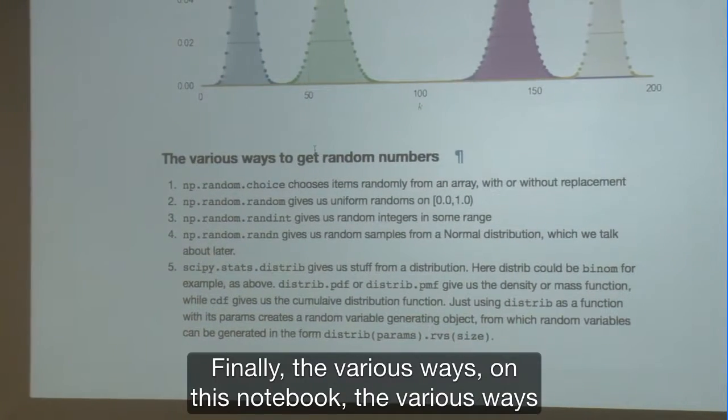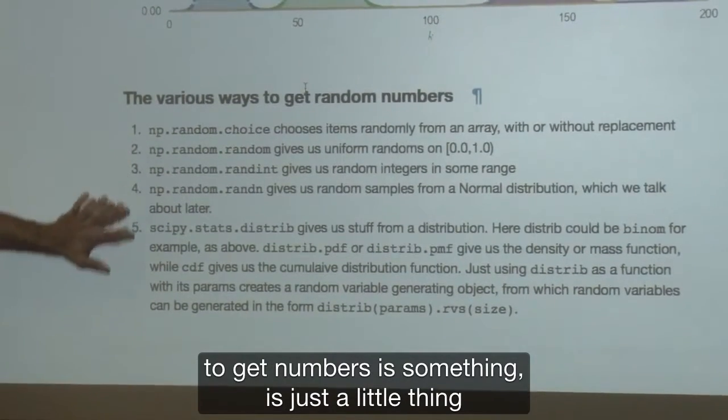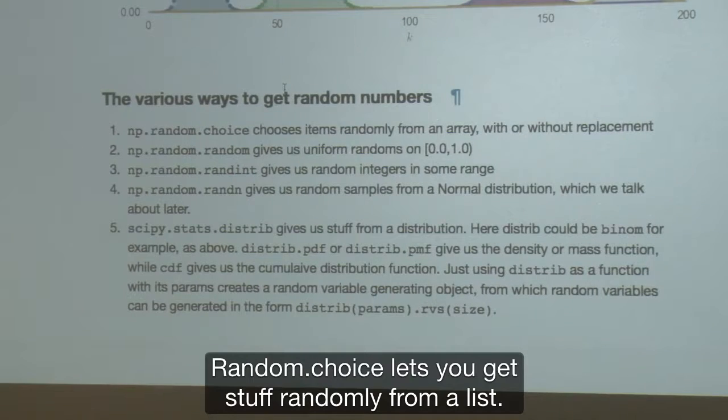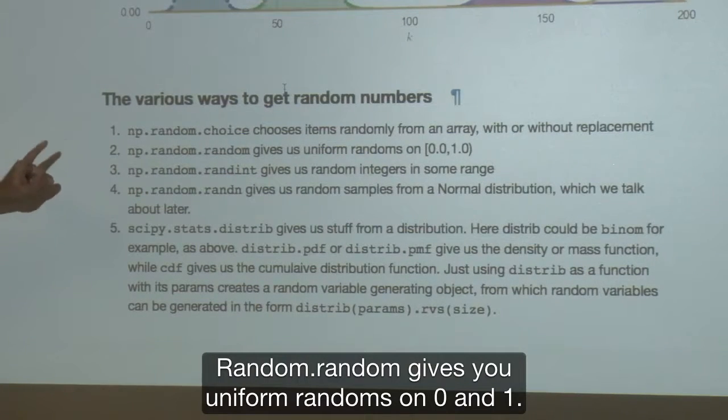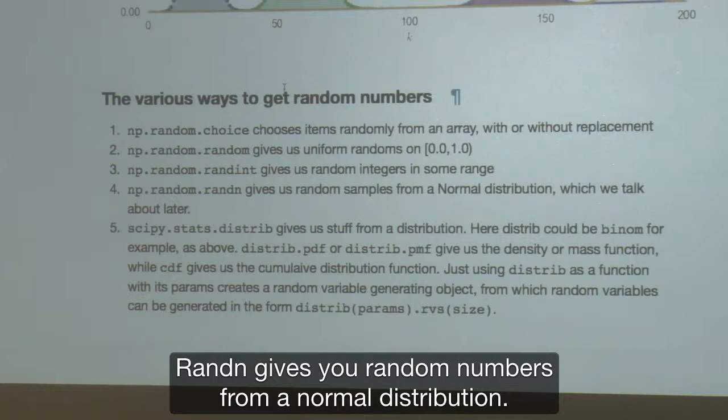OK. Finally, in this notebook, the various ways to get random numbers is just a little thing for you to look up. Random.choice lets you get stuff randomly from a list. Random.random gives you uniform randoms between 0 and 1. Randint gives you random integers in an array. Randn gives you random numbers from a normal distribution.